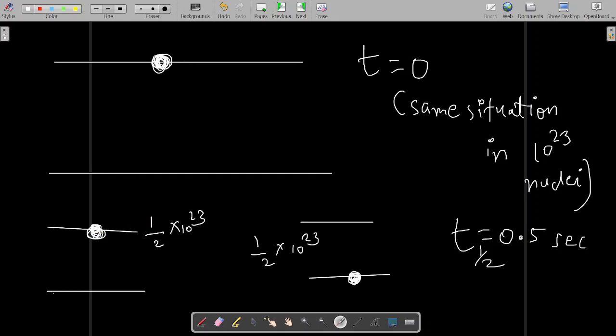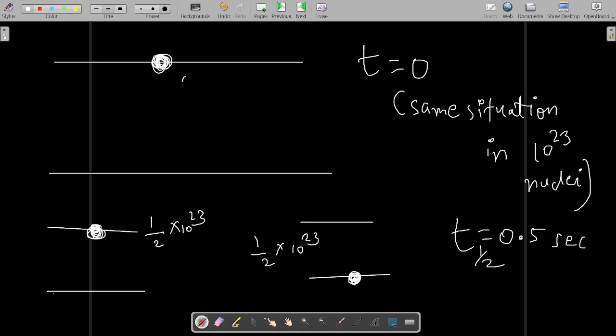This particular nucleon which was there in the excited state will return to the ground state in 1 by 2 into 10 to the power 23 nucleons. So in 1 by 2 into 10 to the power 23 nucleons, the nucleon will return to the ground state, and in 1 by 2 into 10 to the power 23 nucleons, it will remain in the excited state. That is, the excited state concentration was reduced by half.